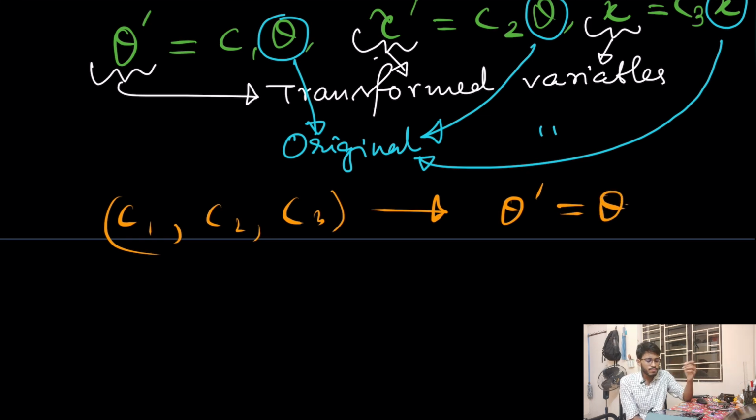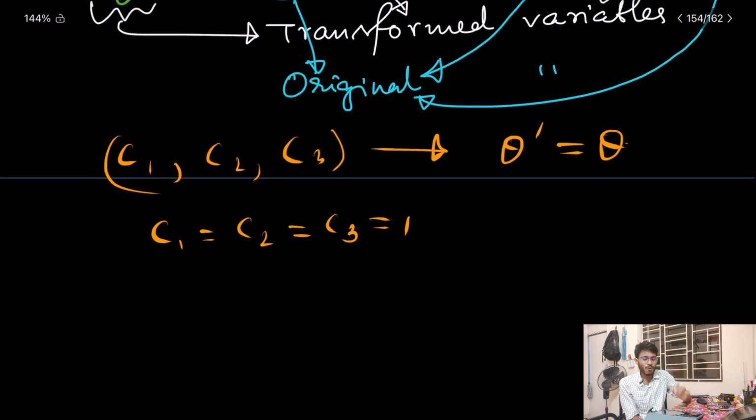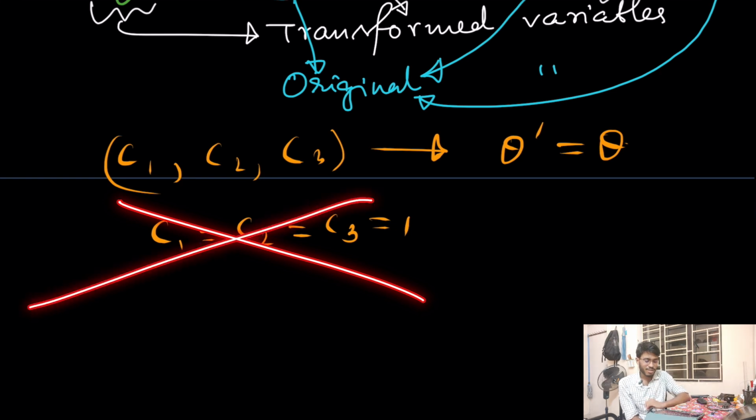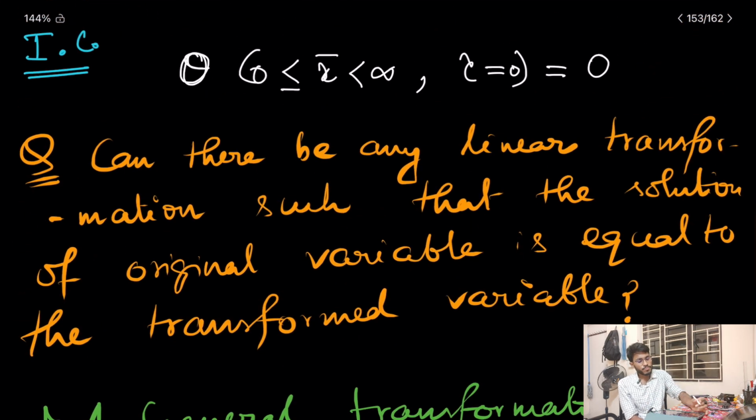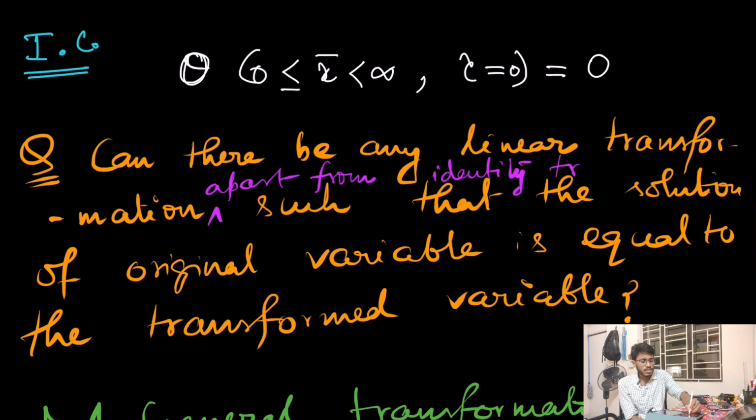Now you will jump and say that okay, C1 equal to C2 equal to C3 equal to 1. Obviously, please don't tell this. I am not asking this one. This is the obvious transformation, or the identity transformation. So apart from the identity transformation, let us see.